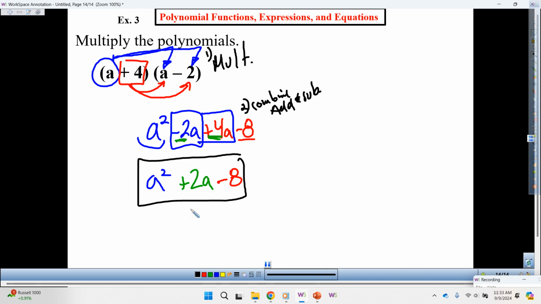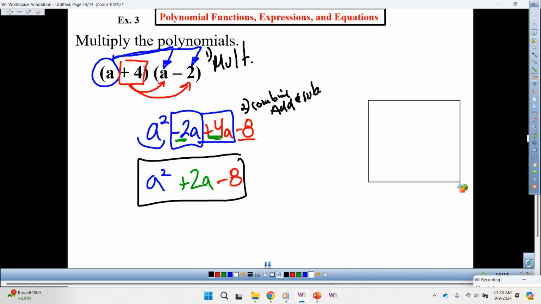Do me a favor, check your notes to see if you have that one. Make sure you have that one from Friday's notes. All right. However, I also did that in what? The area model. Let's go. So here's my area model. Once again, don't copy this. You already have it. So I got a plus 4 and a minus 2.